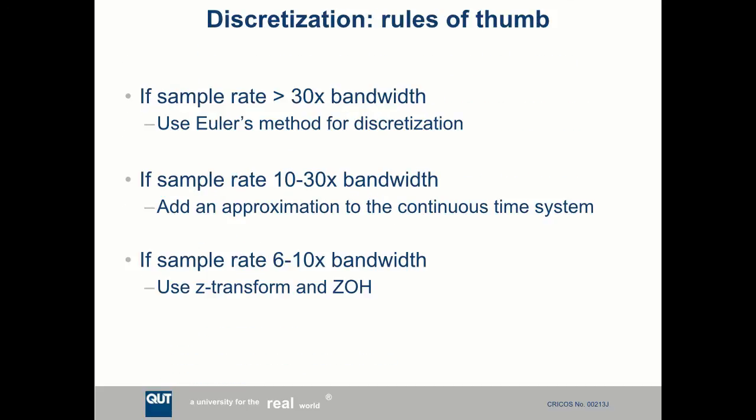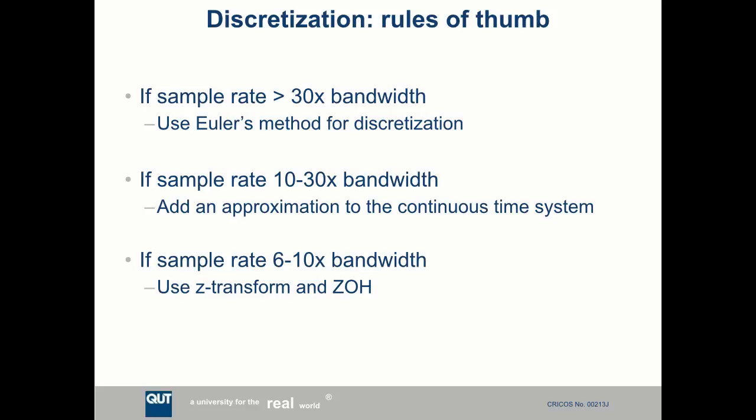So this slide I think I put up in the last lecture or the one before. These are the sort of rules of thumb for discretizing. They're all in a place in the lecture notes, so you can perhaps get to them more easily. If your sample rate is really high, then you can just use the simple Euler method for discretizing. If it's kind of middling, you should include something like the Padé approximation to the zero order hold.